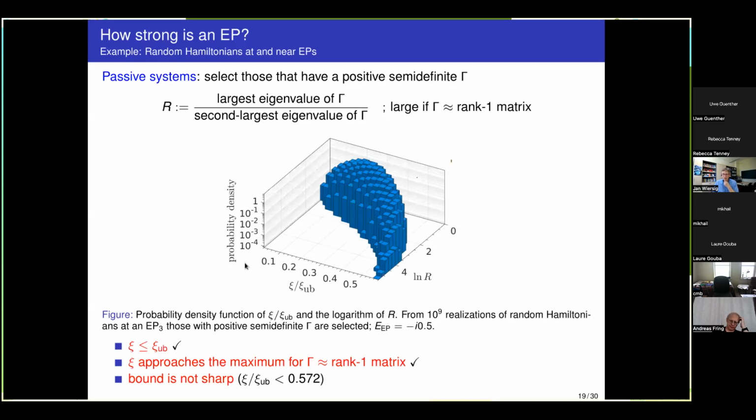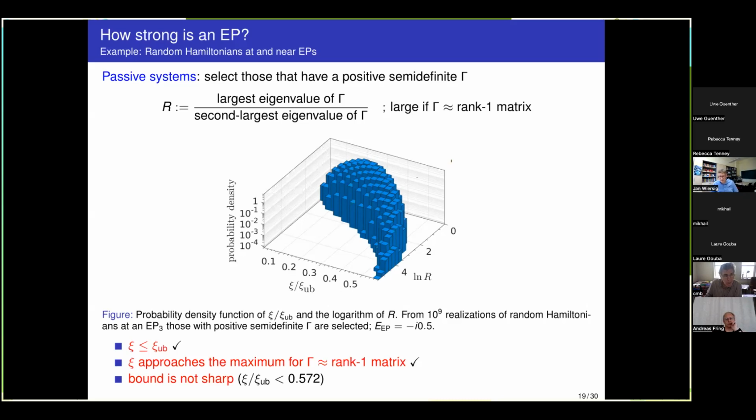Now I do the same calculations. I calculate psi, the upper bound. I calculate this r just for representation reasons. I take the logarithm, and then I have the probability density. So what we see first is that this psi is never larger than the boundary, which is just a kind of numerical confirmation of the inequalities I have shown you. What we can also see is that psi approaches its maximum values when r becomes large, indicating that when gamma becomes a rank 1 matrix, this upper bound becomes maximum.